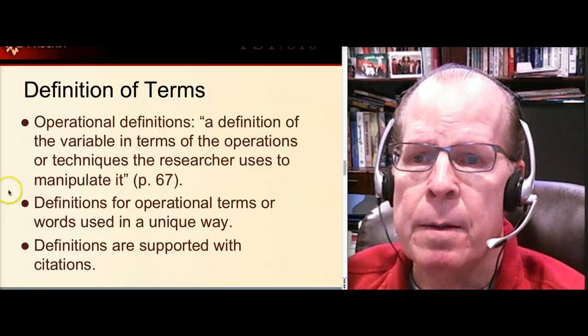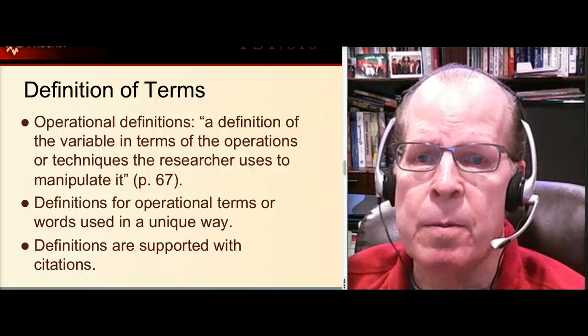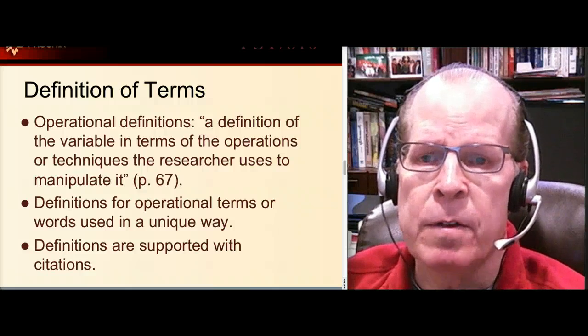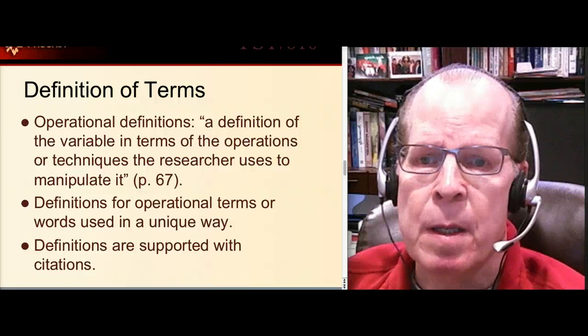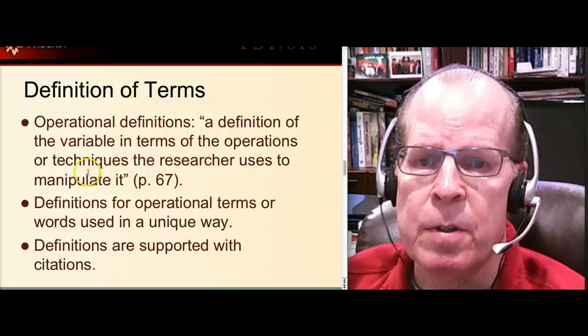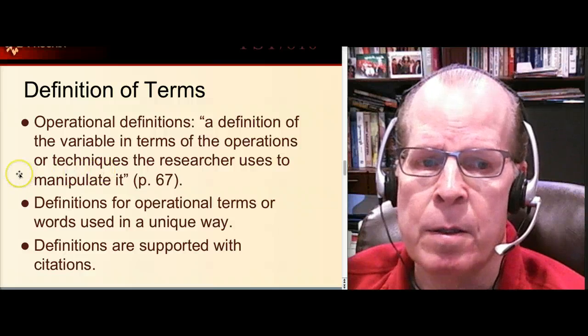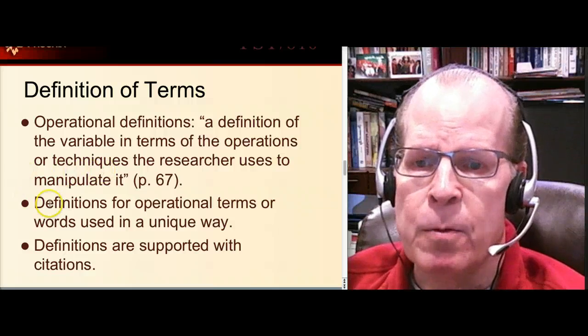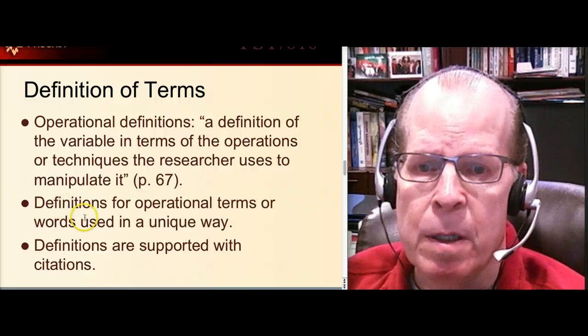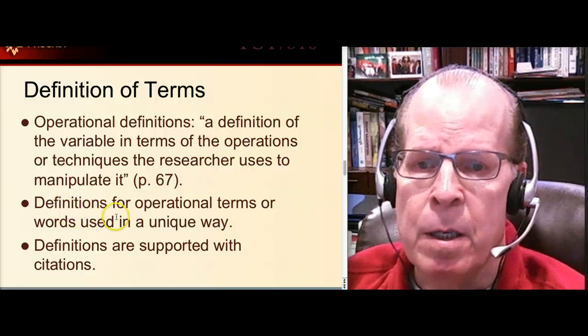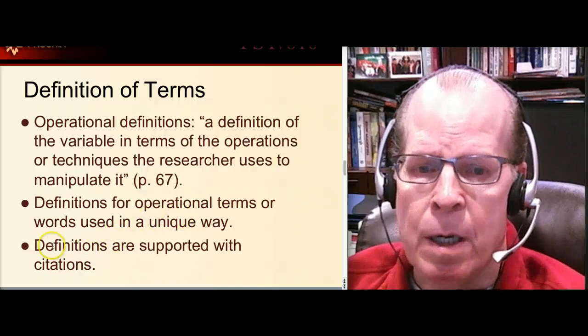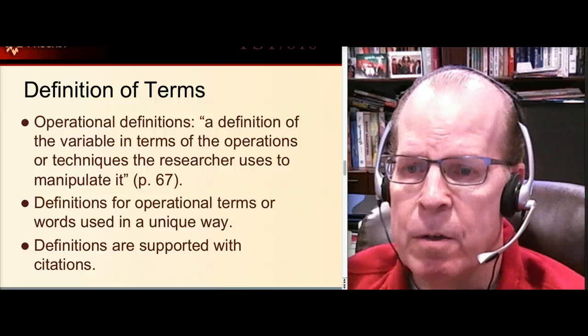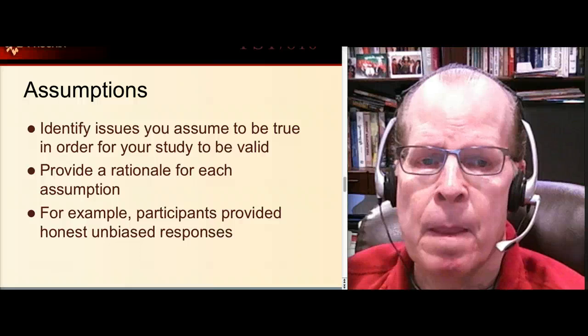Okay, you also need to define terms. Now, you know from our text, the operational definition is you define the variables in terms of the operations or techniques that you plan to use or manipulate. And also, if you're using any terms that are unique or used in a unique way, you want to provide a definition and then tie your definition to the literature. Now, someone in the literature should have a definition that's provided.